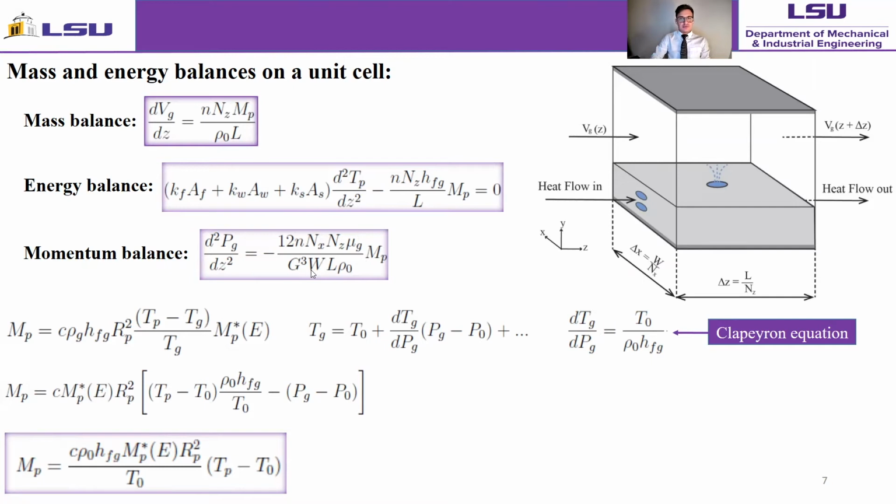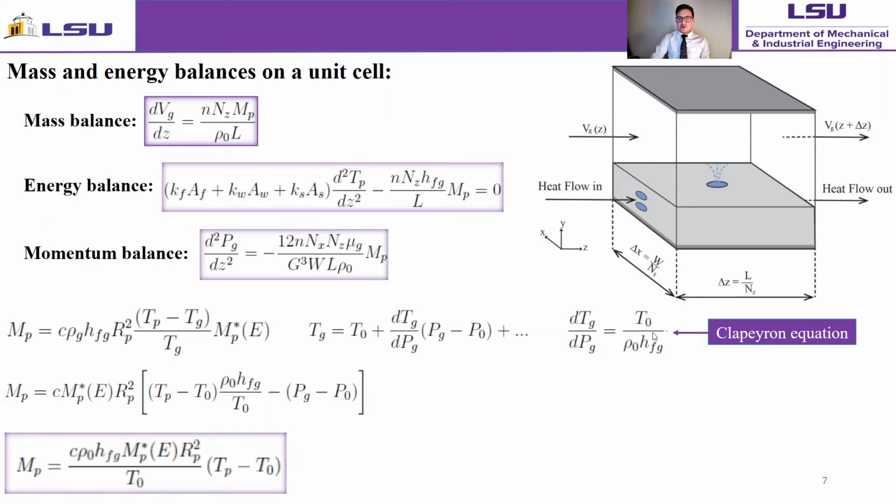Assuming laminar vapor flow, performing a momentum balance on the vapor region of the unit cell shows that the vapor pressure gradient varies along the pipe owing to non-zero evaporation rate. These two equations show that the pipe temperature and vapor pressure are coupled with the mass evaporation rate. The implicit dependence of MP on PG can be made explicit by expanding the vapor temperature about the equilibrium temperature.